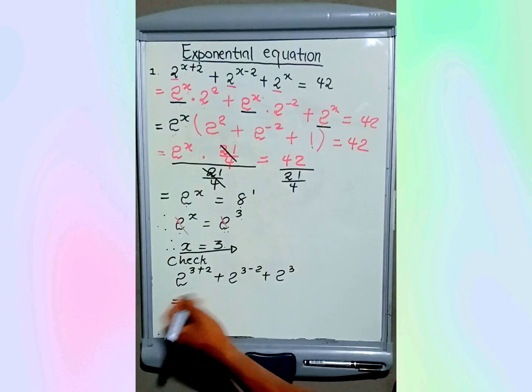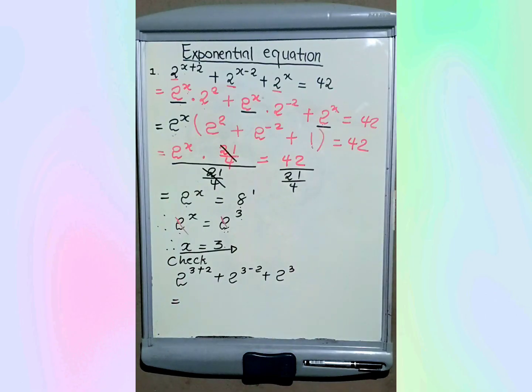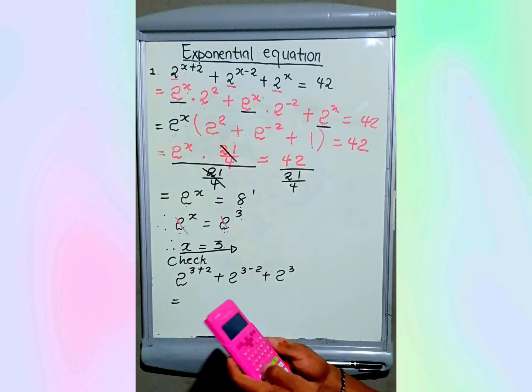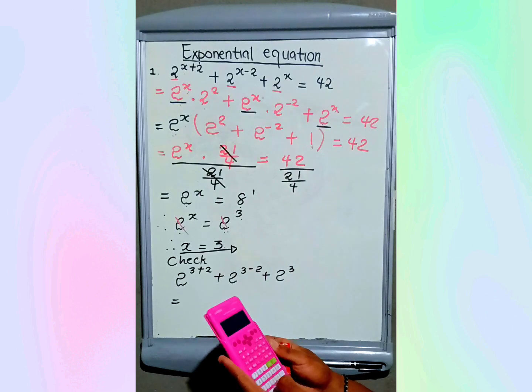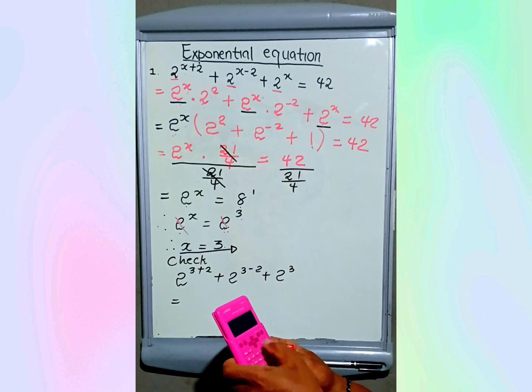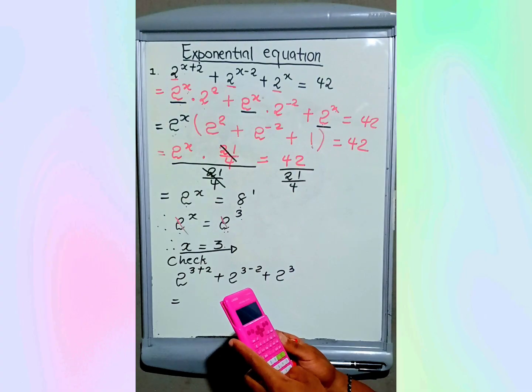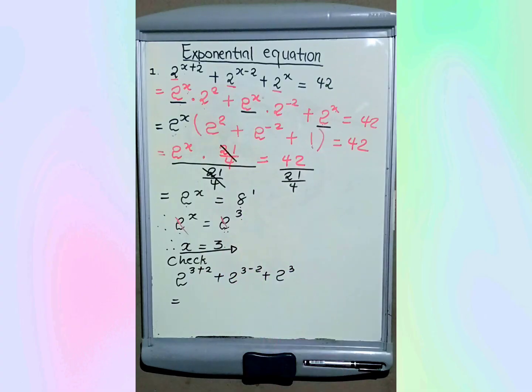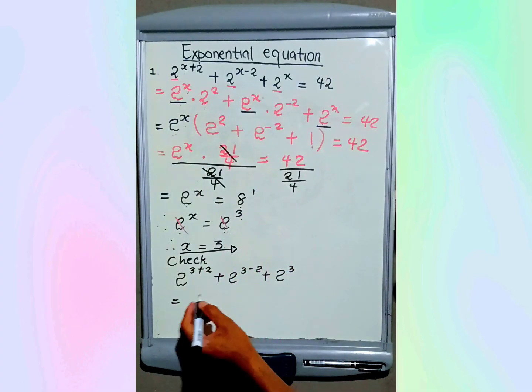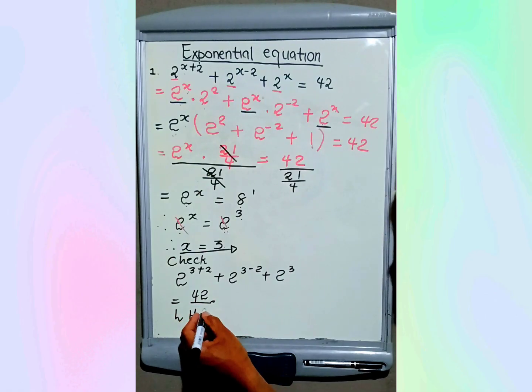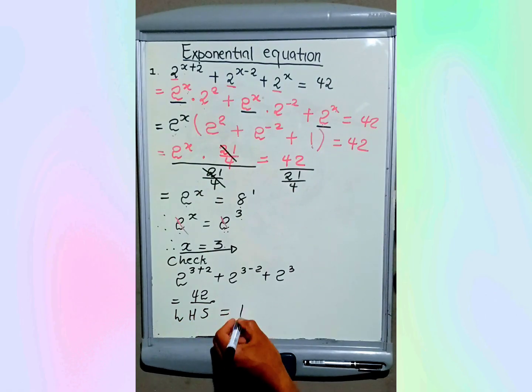What are you going to get here when you're just punching everything on the left-hand side? On the left-hand side, take your calculator. We have 2 raised to 3 plus 2, then we have a plus, we have 2 raised to 3 minus 2, then we have plus 2 raised to 3. Then the answer is 42. Do you see that it is very simple? The answer is 42. That means left-hand side is equal to what?